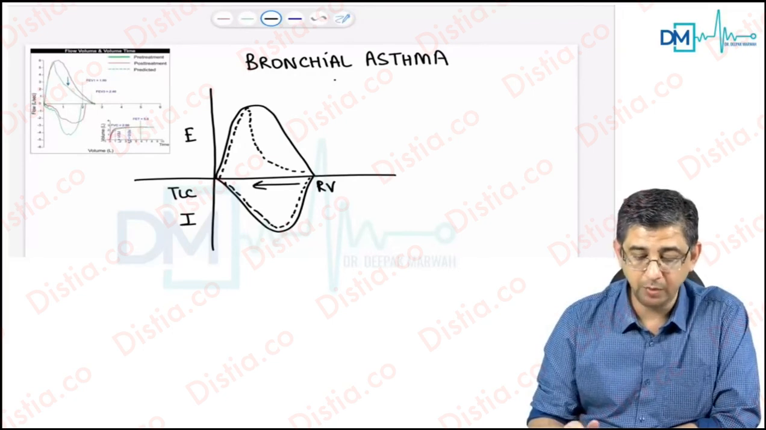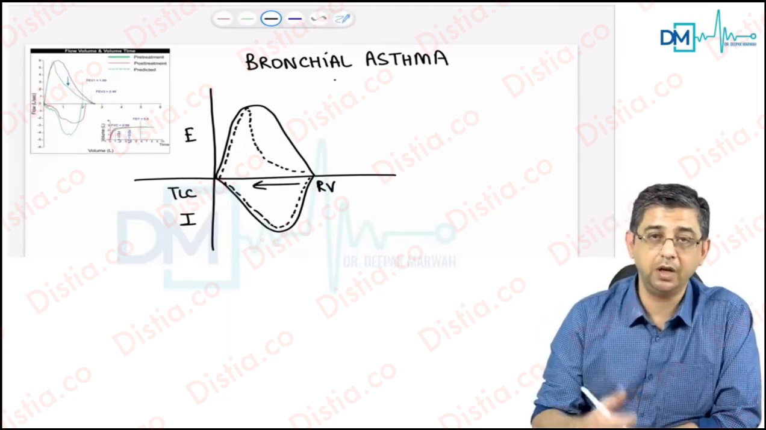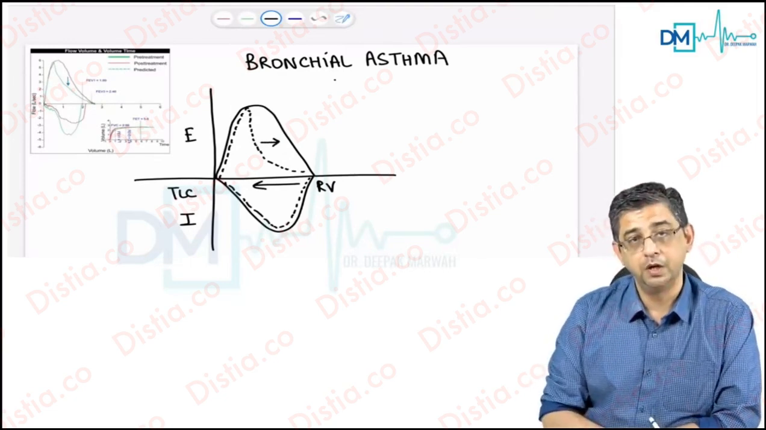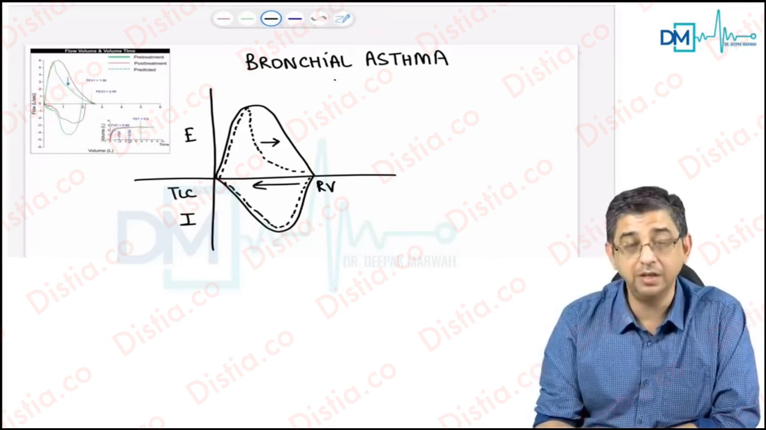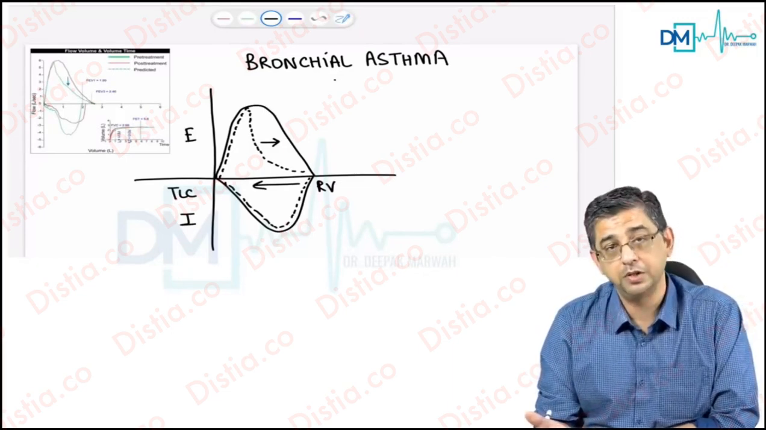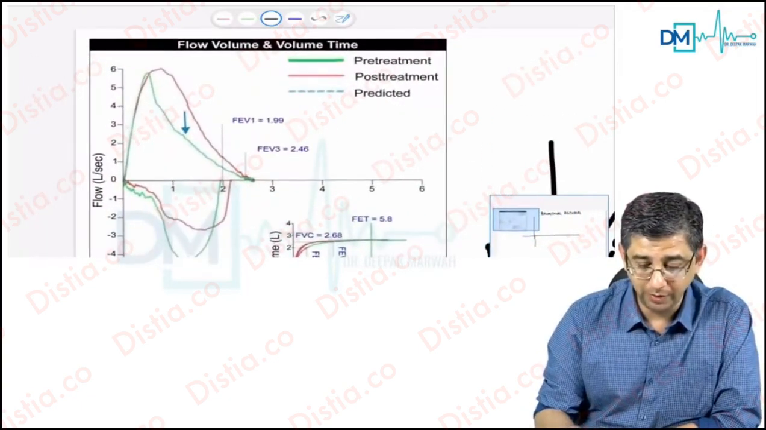You will now be giving salbutamol to the patient, and if you repeat the same test after, let me say, 10 or 15 minutes of giving salbutamol, you will notice that this concavity will become significantly reduced. The computer can do some mathematical calculations and can tell you in percentage how much is the improvement in the expiratory flow rate of the patient. This is what is precisely represented in this printout of the actual patient.